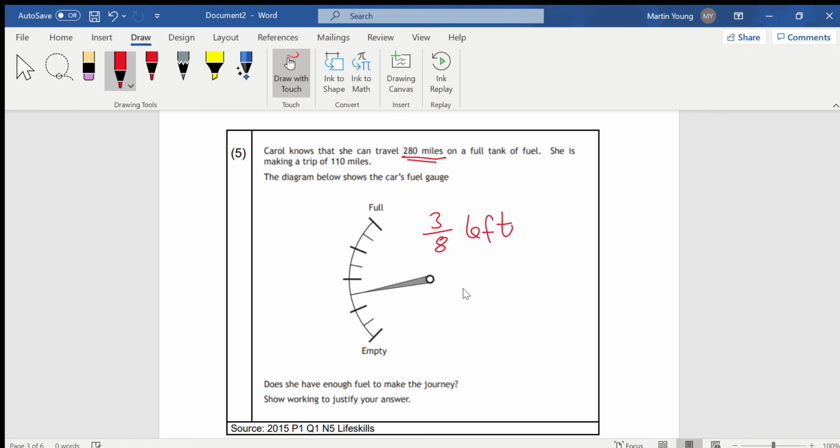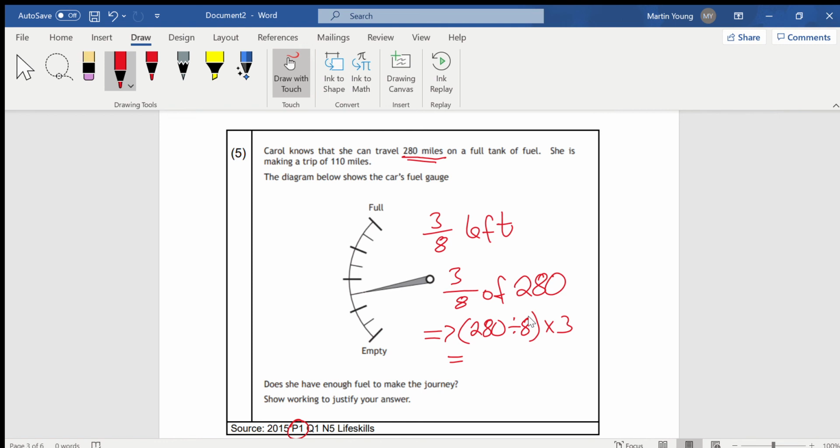I'm then going to work out what 3/8 of 280 actually is. Again, this is non-calc. How do I do a fraction of an amount? Divide by the bottom, times by the top. So 280 divided by 8. Okay, work that out. If you're struggling to do that, just make sure you set out a sum if that's what you need to do.